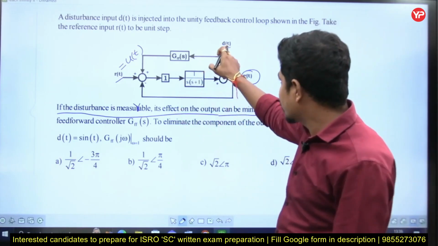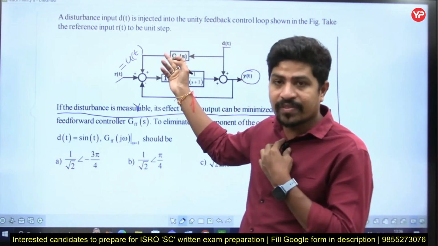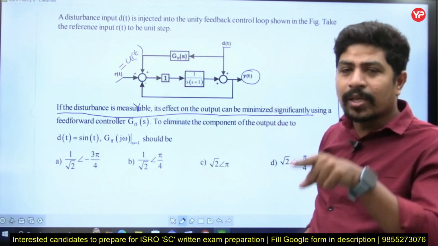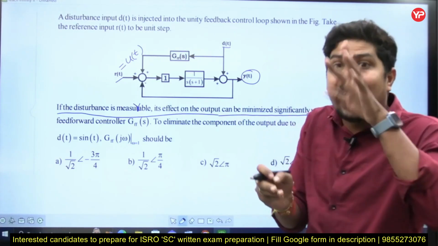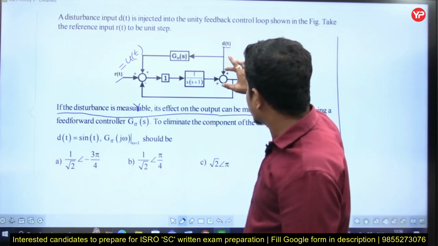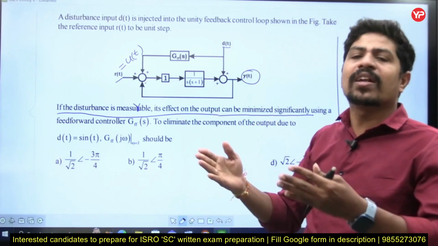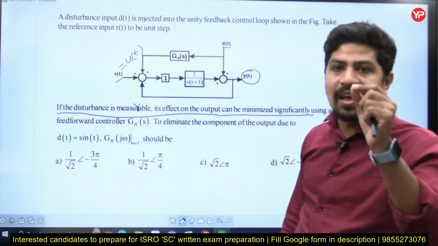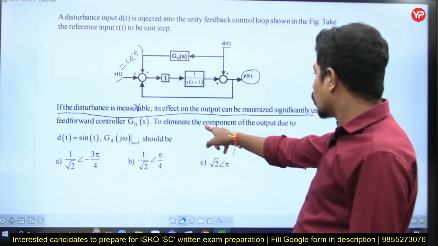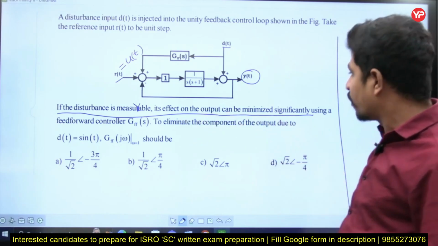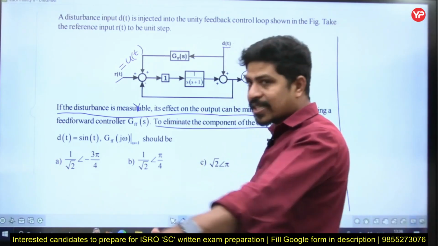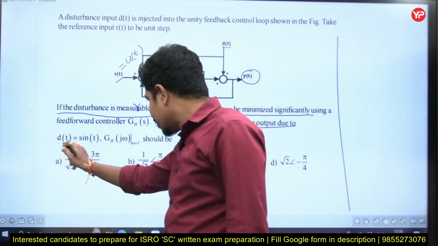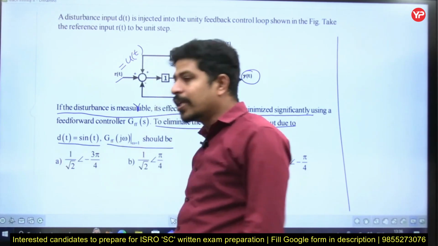Here also the disturbance is an input, some disturbance input like noise, and there is some required input. These two are given to the system. Both the inputs will contribute some part to the output. He is asking that the output because of this disturbance should be equal to 0. Significantly reduced means it is 0. For that he is keeping some feed forward controller GFF of s. Now he is asking to eliminate the component of the output due to d of t. I do not want any output due to disturbance, and if the disturbance is this one, then GFF of j omega should be what?